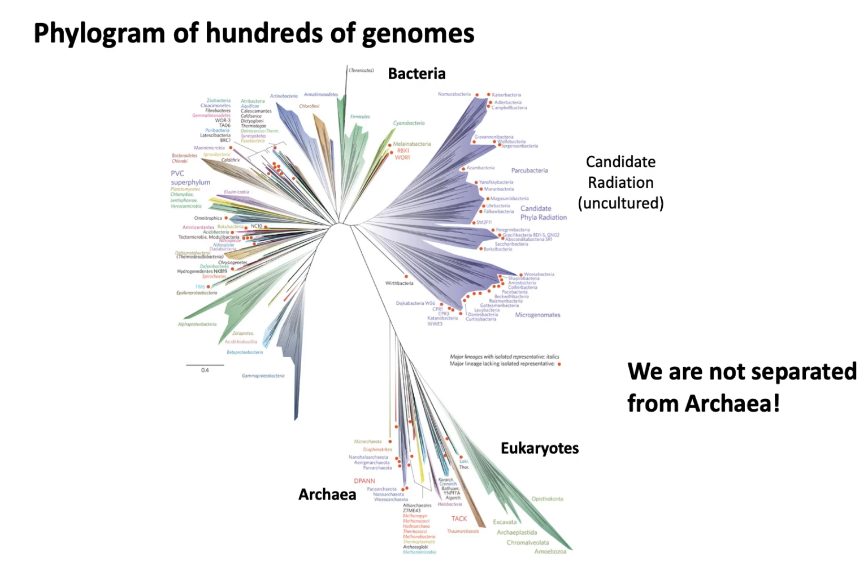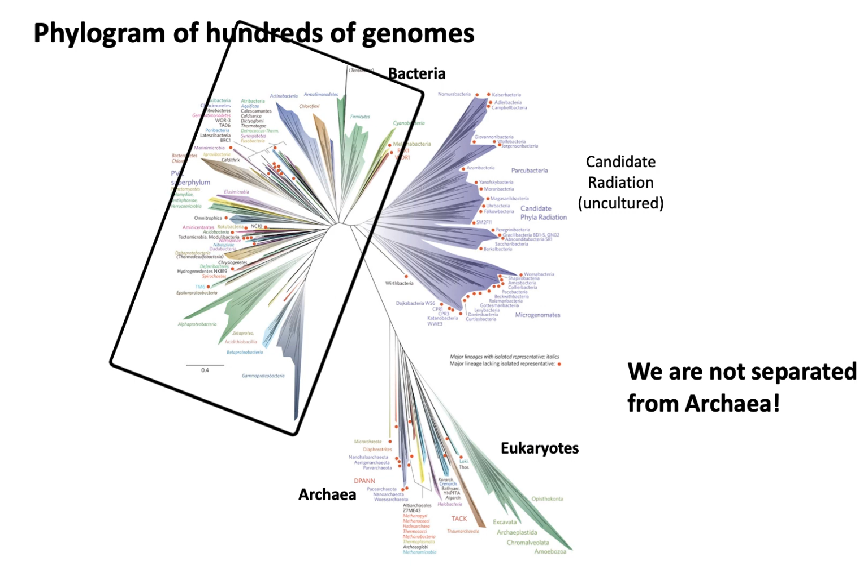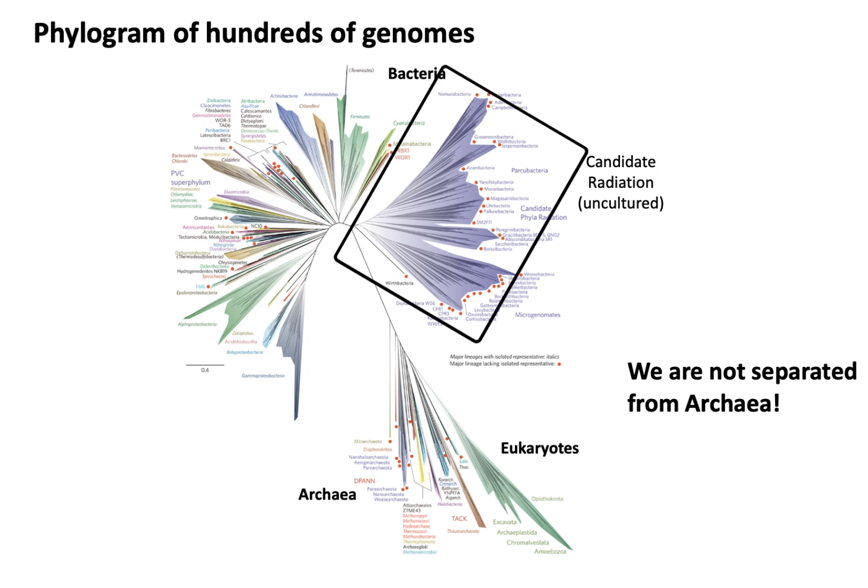More recently, hundreds of genomes from various organisms, both those that have been cultured and those that are uncultured and known only by their sequences, were used to produce a large phylogram. And in this case, you can see the bacteria over on the left, and then there's a whole other group of organisms on the right, a candidate radiation, which consists only of groups of organisms that have never been cultured and weren't known about until these environmental sequencing methods were used.